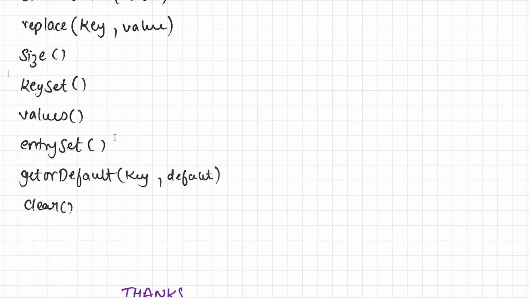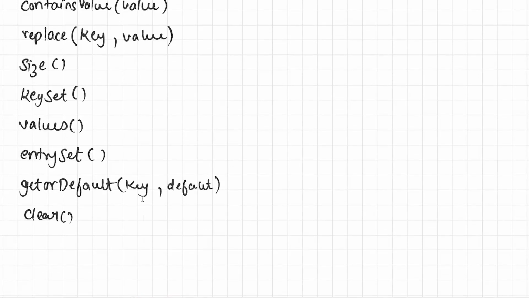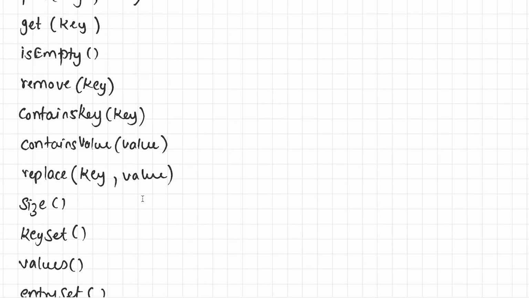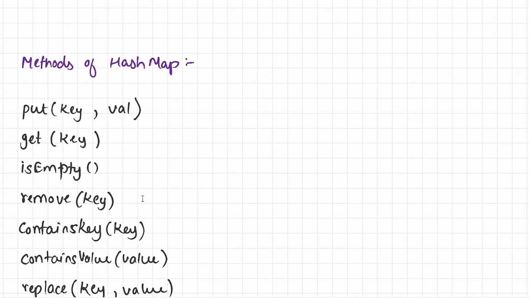Now the next method is getOrDefault. The getOrDefault method is used to get the value that is associated with the key. And if the key is not present in the HashMap, it simply returns the default value that is specified in this method. Okay. And the last method is the clear method. The clear method is used to clear all the key value pairs present in the HashMap. So these are the most commonly used methods of HashMap.